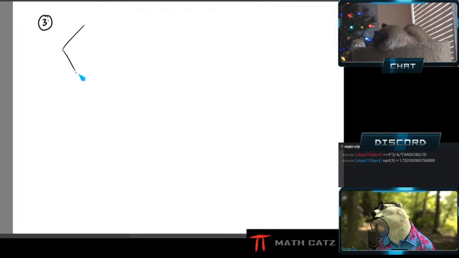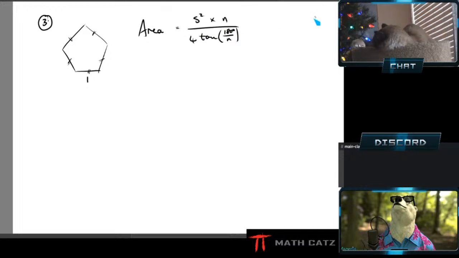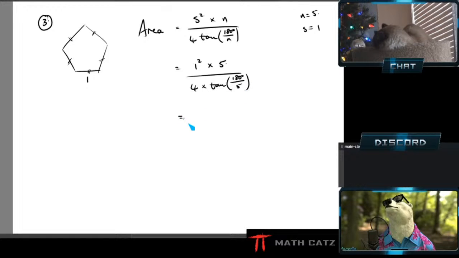Let's draw a pentagon here. Freehand it, why not? All the same. Side length is a 1. I don't have a formula for this one. This is my formula: s squared times n over 4 tan 180 degrees over n. And in this case, n is 5. S is side length 1. So let's plug it in. 1 squared, 5 for n, 4 stays a 4, tan of 180 degrees over 5. Let's see what we get. And then we are done for this session.